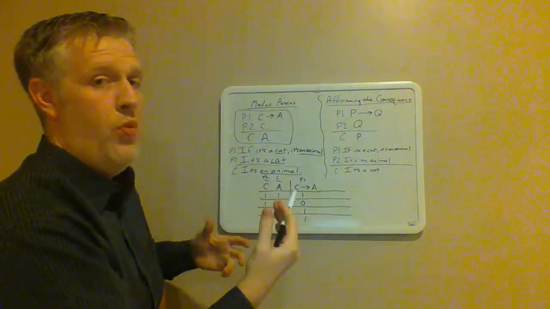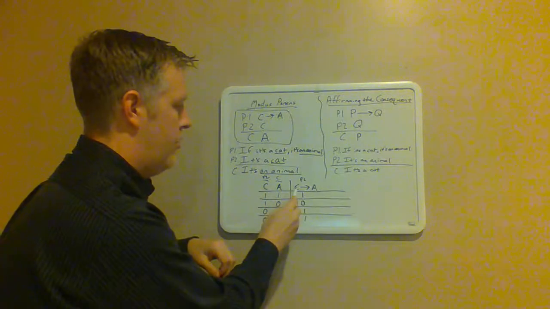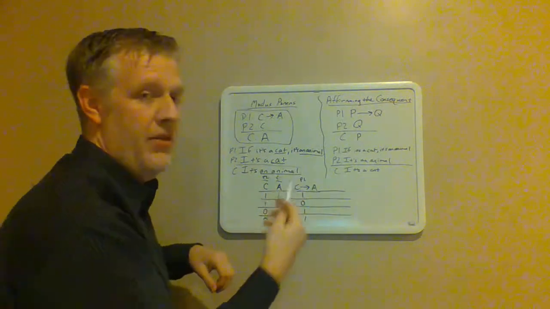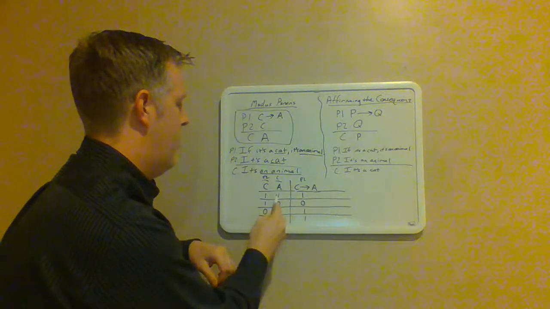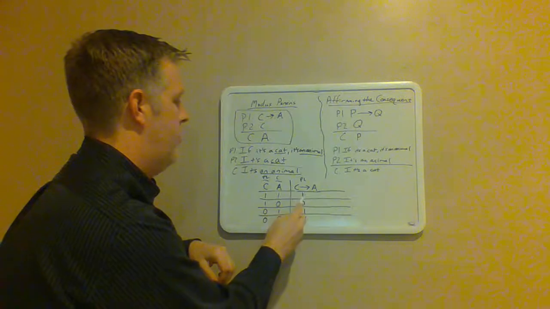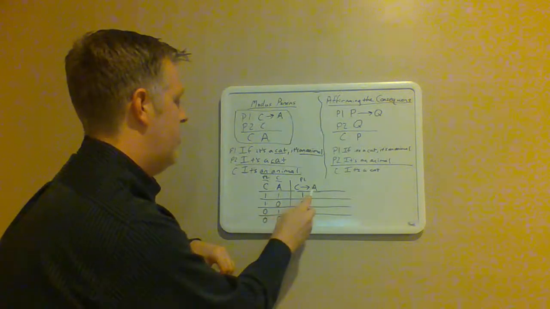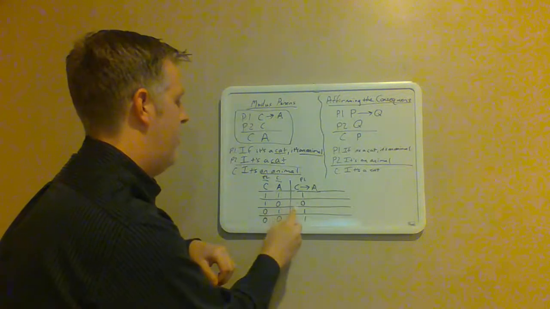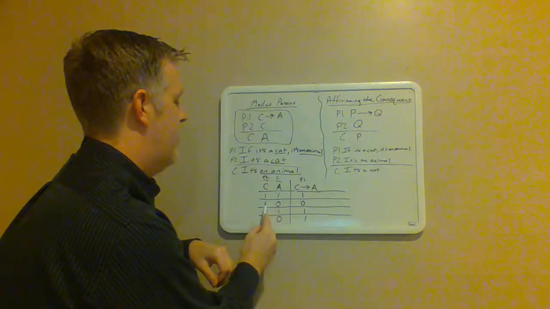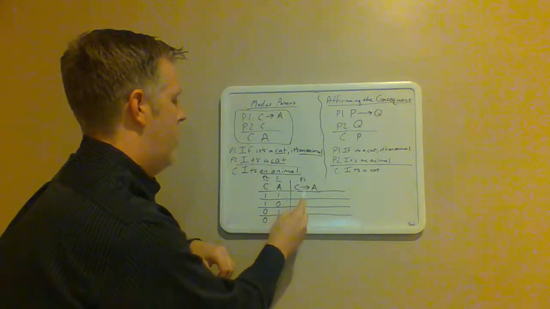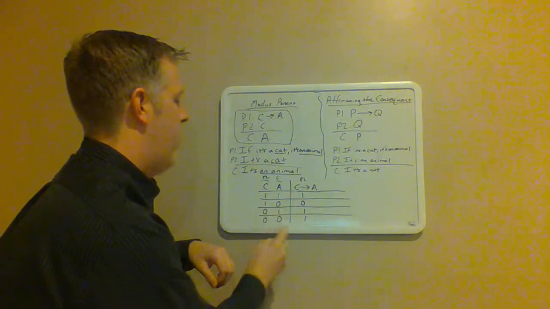So again, when is a conditional false? If and only if the antecedent, the first thing, is true, and the consequent, the second thing, is false. Okay, so here we have C is true, but A in this row is also true. So the conditional as a whole is true. What about this row? The antecedent's true, but ding, ding, ding, the consequent is false. So here we have an instance where the conditional as a whole is false because the antecedent's true and the consequent is false.